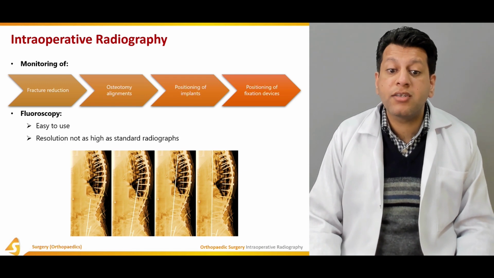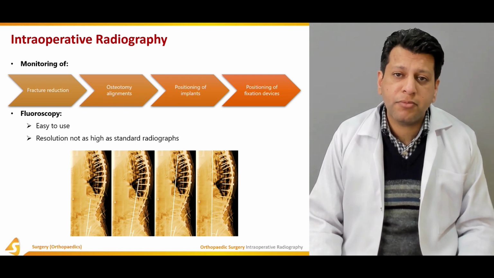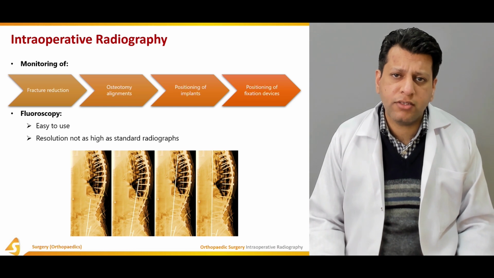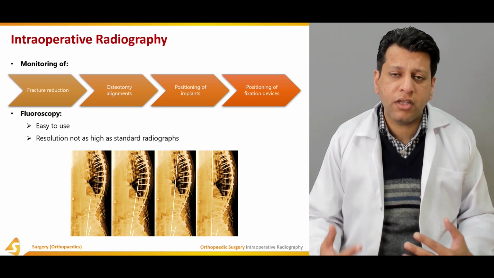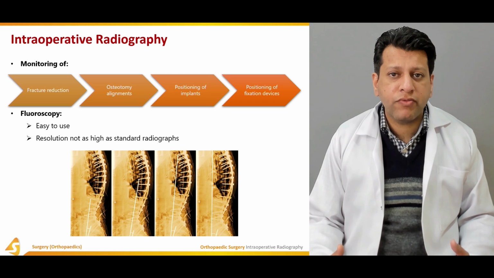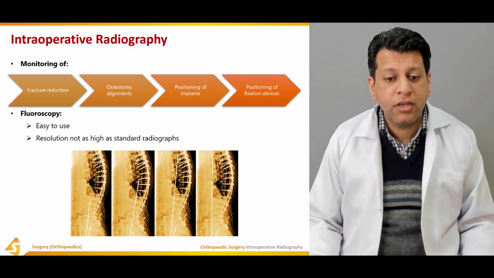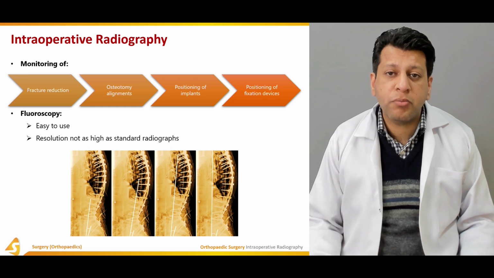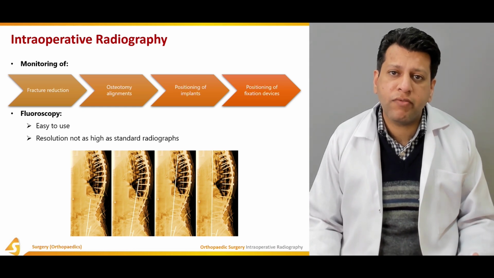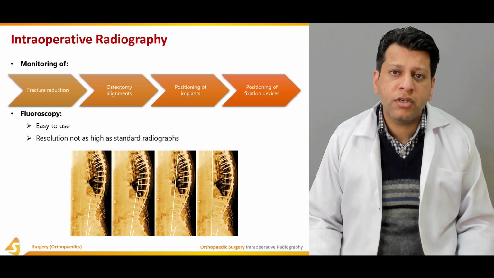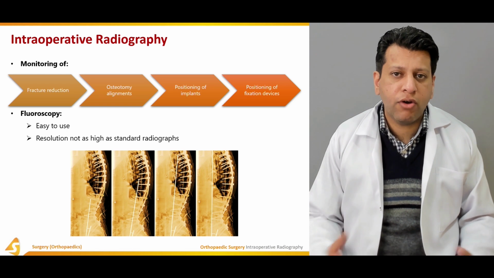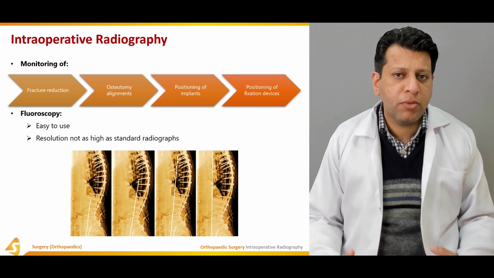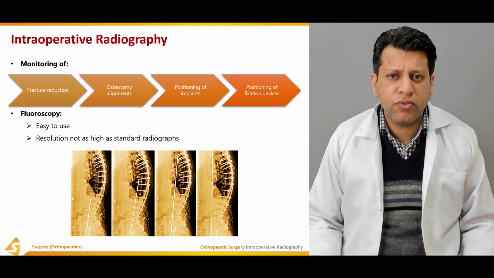Fluoroscopy is required, and it's easy to use. It's basically a C-arm, which uses an X-ray machine giving us live perioperative images of the X-rays while we are doing the surgery. The resolution is not as high as standard radiographs, but it is helpful because perioperatively all you need is to see the implants, screws, plates and nails, where they are going, and whether you have reduced the fracture or not. We may not need a very clear-cut view of the whole bone.